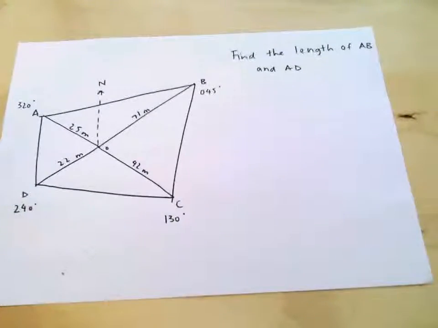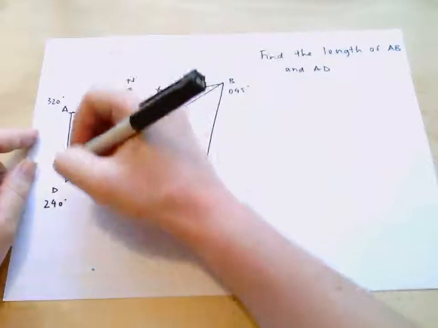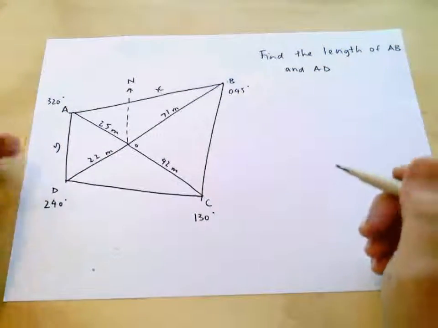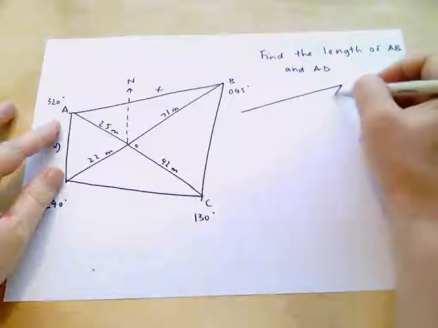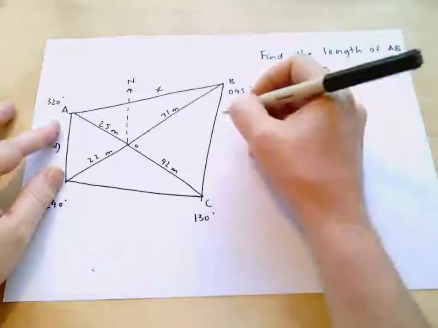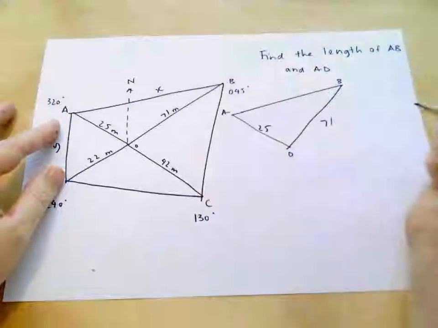Here's another one. This one says find the length of AB and AD. So I'm asked to find this length, and I'm also asked to find this length. So let's just do one at a time. So I look at this and I can see that here's a triangle. That's that first triangle, A, B and O. And I know that this is 25, I know that this is 71.